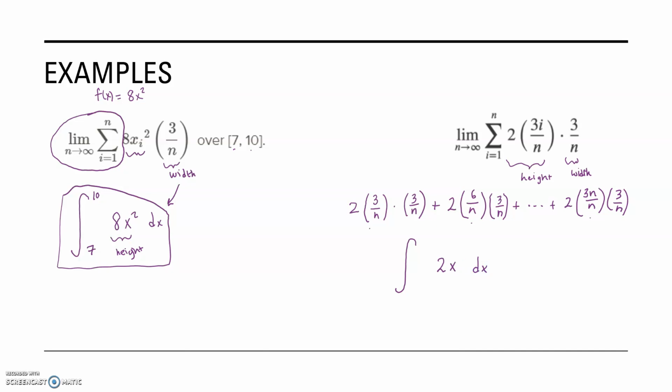But now, in order to figure out what our limits of integration are, we have to remember this is a limit as n goes to infinity. And as we do that, our first rectangle, if n is going to be infinity, would be 2 times 0. So we're going to start at 0. And our last rectangle, if we do the limit as n goes to infinity, would be 2 times 3. So our integral is going to go from 0 to 3. And that's kind of satisfying because we wanted the width of our interval to be 3, because that's what we figured out for the width.